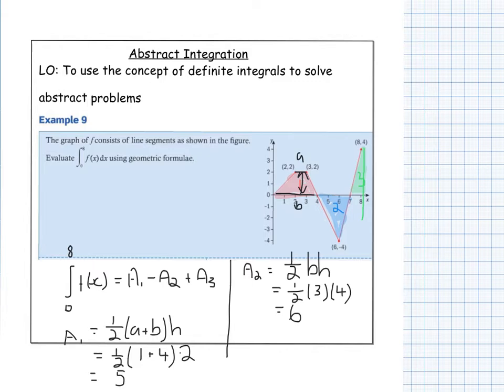And then I've got my third area, area 3. Also a triangle, so I write out the formula again. I'm just going to substitute the values in. So we've got half base, in this case is going to be 1, times height of 4. So this is going to give me a value of 2.